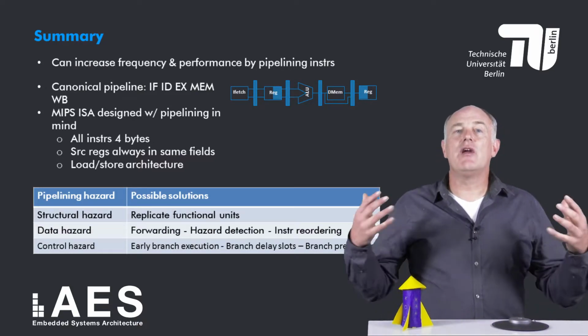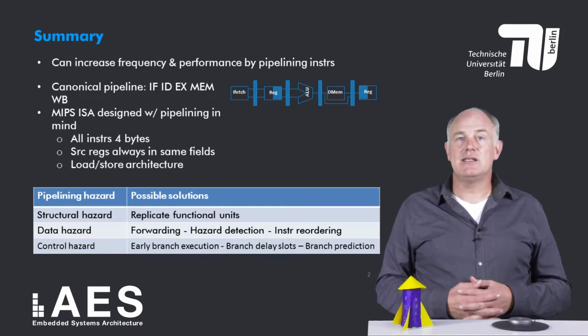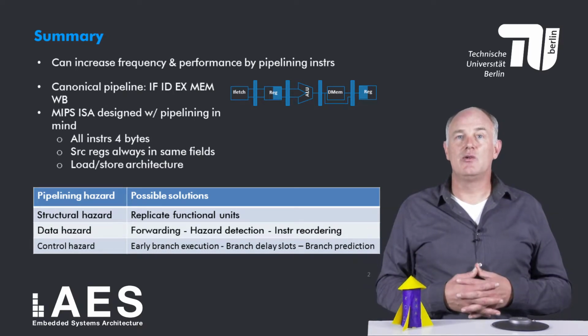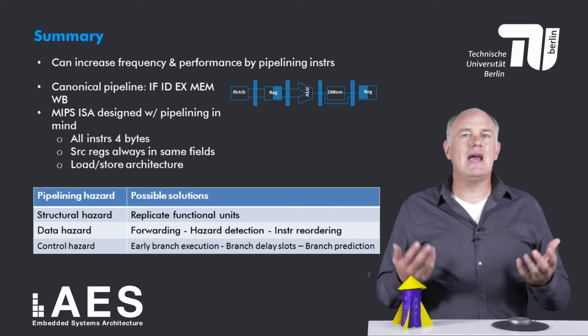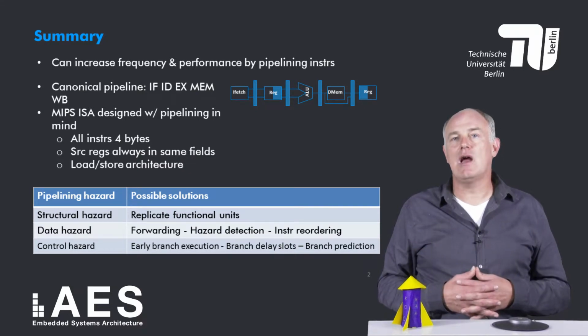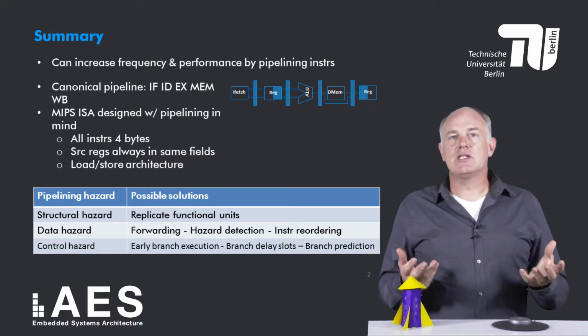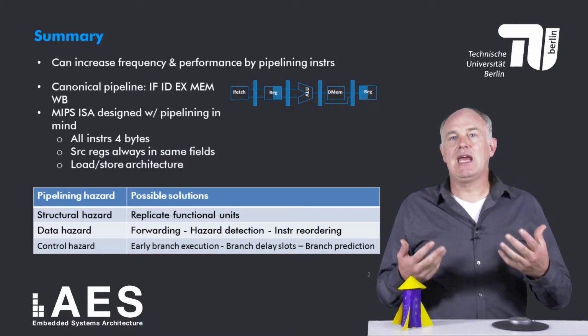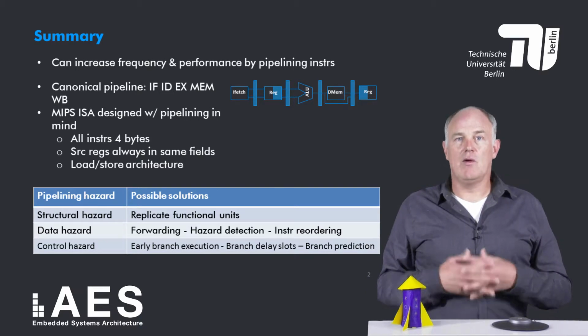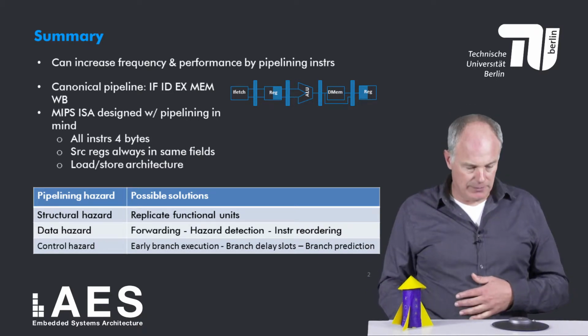Finally, in this summary, there are pipelining problems known as hazards and possible solutions to these hazards. Structural hazards happen if the hardware doesn't allow the execution of the next instruction in the next clock cycle, and they can be solved by replicating functional units or enhancing their capabilities.